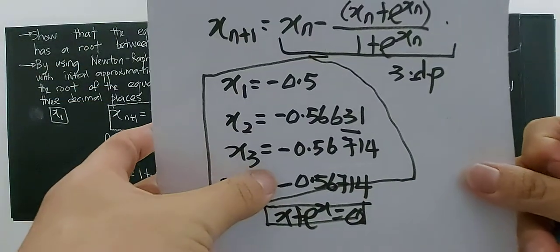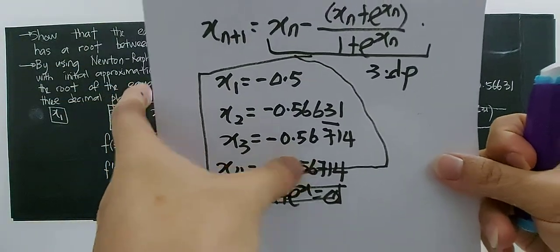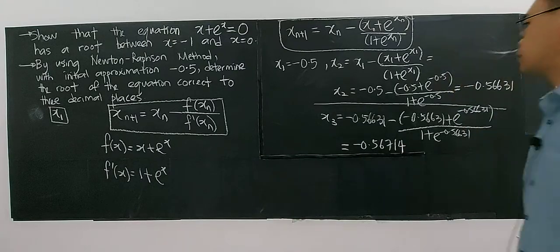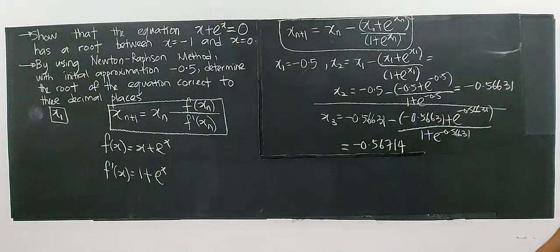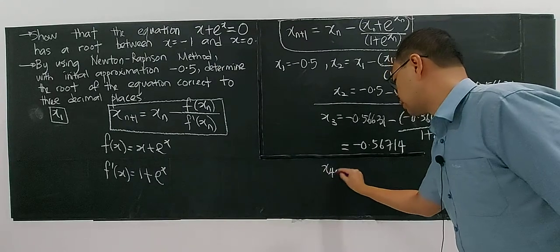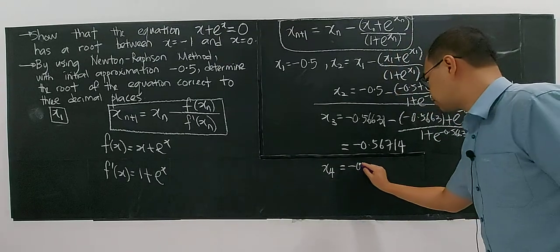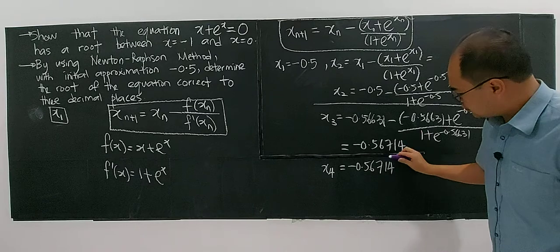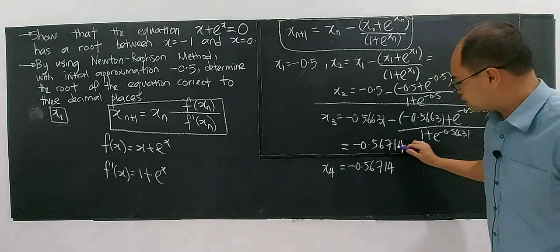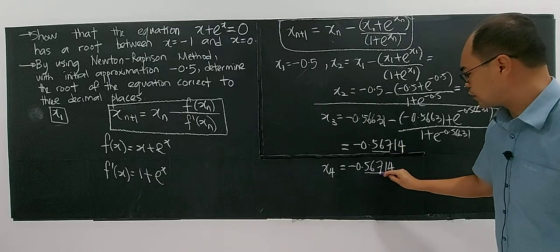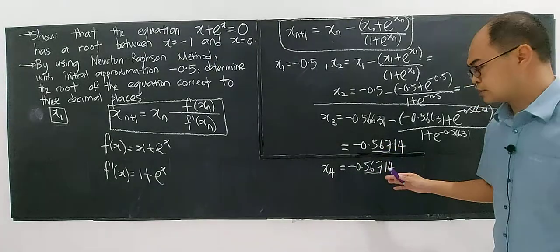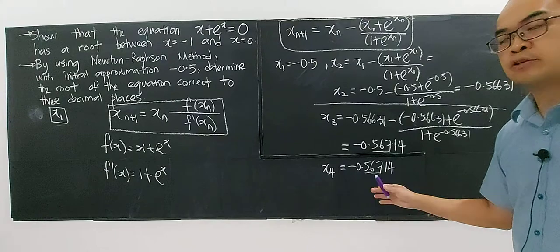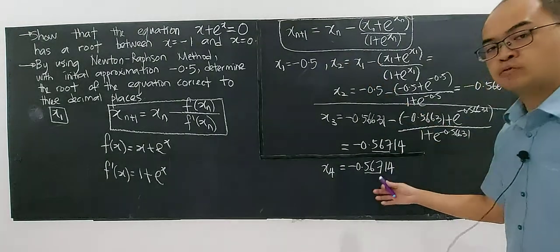So you know the value for x3. You have gotten it from the calculator, which is negative 0.56714. You have shown two iterations. For the remaining, you just write x4, which is negative 0.56714. Once you see that these two remain constant, meaning that after you round off you are getting 0.567 and 0.567 for three decimal places, you stop here. You stop because it's already constant, meaning it has already reached the actual root, or we say the approximate root for this equation here.